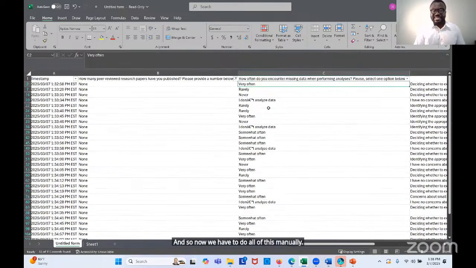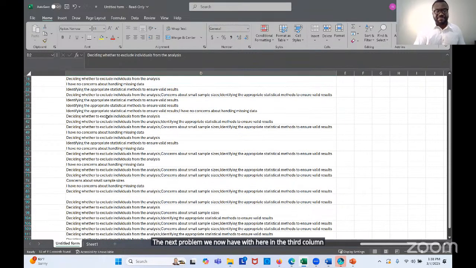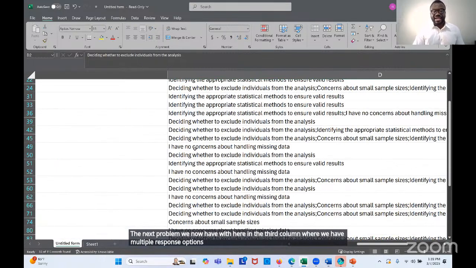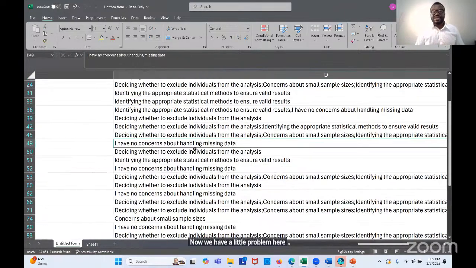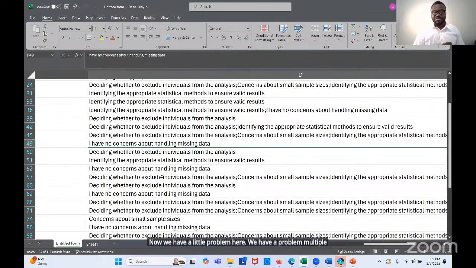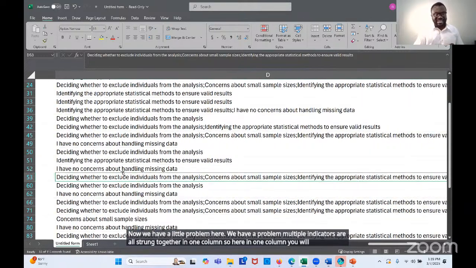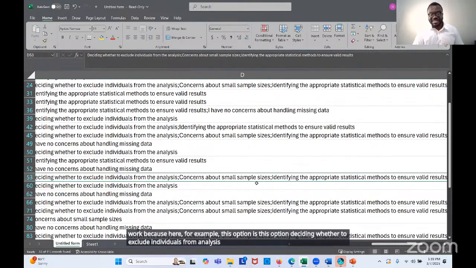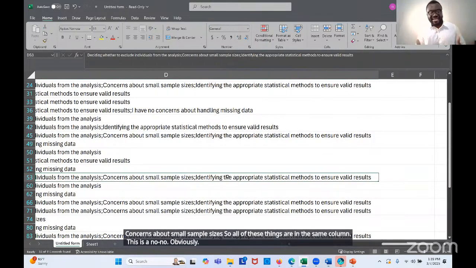Then the next problem we have is here in the third column, where we have multiple response options, right? Remember, one of the core data standards in data science is one indicator, one column. Now we have a little problem here. We have multiple indicators all strung together in one column. So here, for example, this option is deciding whether to exclude individuals from analysis, concerns about small sample sizes. All of these things are in the same column. This is a no-no. Obviously, you cannot analyze data this way, right?